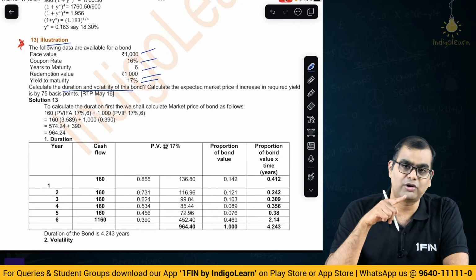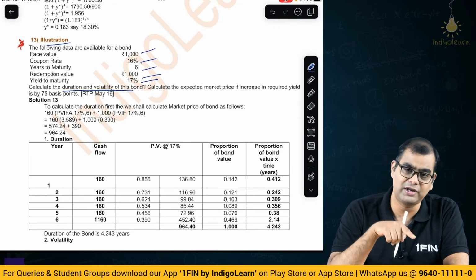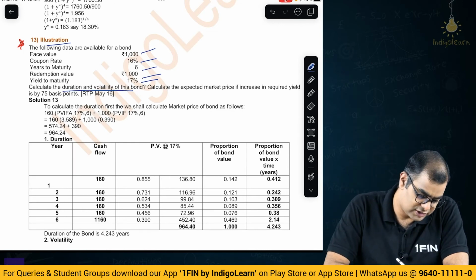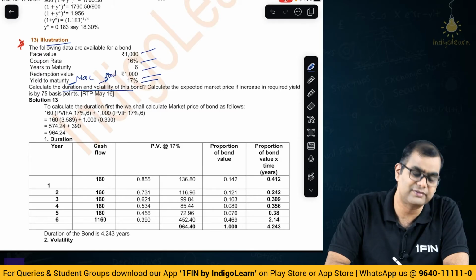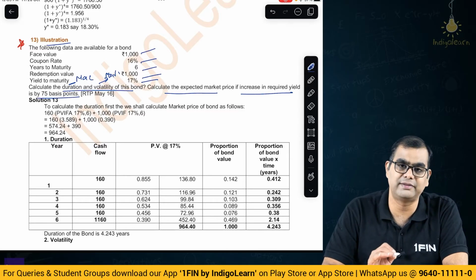In the previous problem, where we are trying to immunize a portfolio, we are doing it with the Macaulay duration. When we talk about volatility, we are talking about modified duration. Okay, and here this duration is Macaulay and this volatility is modified. Very simple. Calculate the expected market price if there is an increase in required yield by 75 basis points. So, there is an increase in yield by 75 bips.